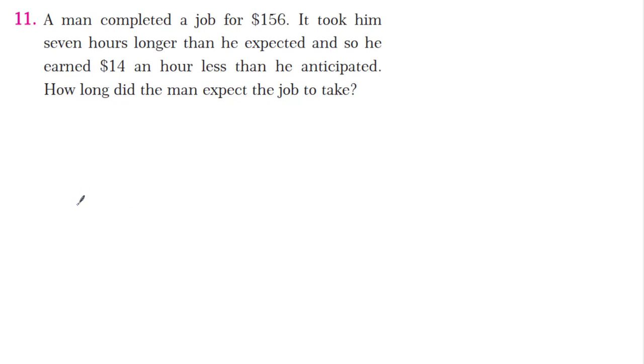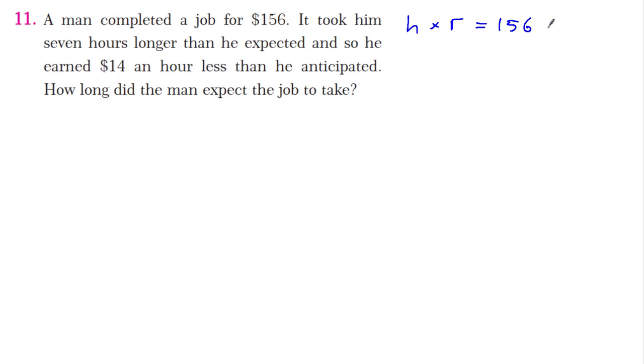A man completed a job for $156. It took him 7 hours longer than he expected, and so he earned $14 less an hour than he anticipated. All right, how do you first calculate the amount of money you charge people when you do a job? Well, how long did it take? So hours times the rate, how much money you get per hour. So that means how many hours you work times the rate per hour, that's $156.